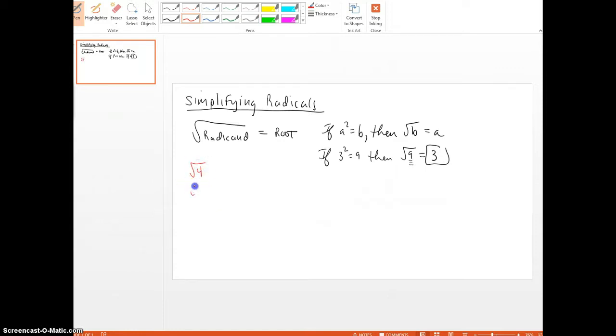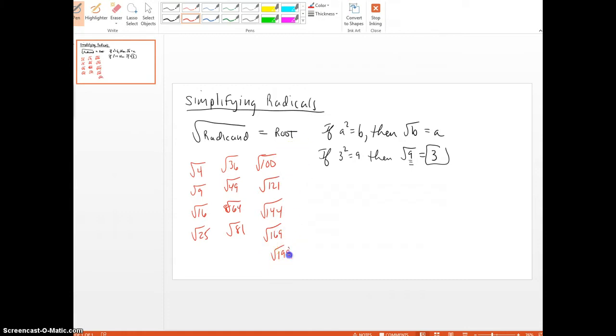4 is a perfect square. You have 9, 3 squared. And we have 4 squared is 16. 5 squared is 25. 6 squared is 36. 7 squared is 49. 8 squared is 64. 9 squared is 81. 10 squared is 100. 11 squared is 121. 12 squared is 144. 13 squared is 169. And 14 squared is 196.